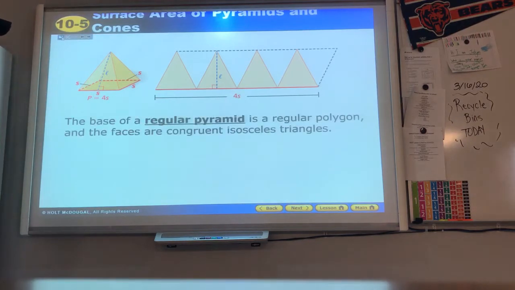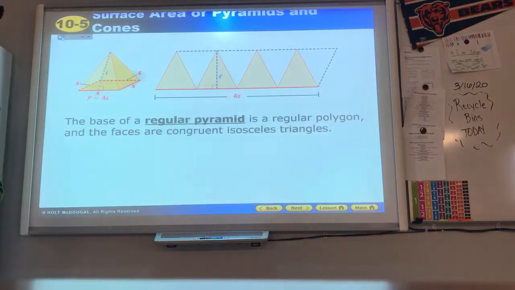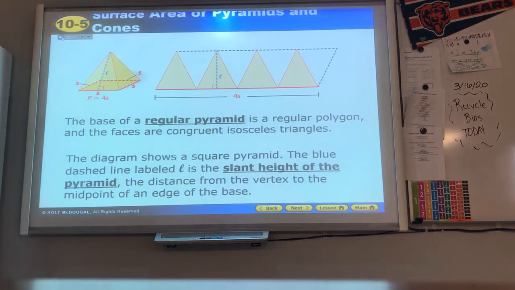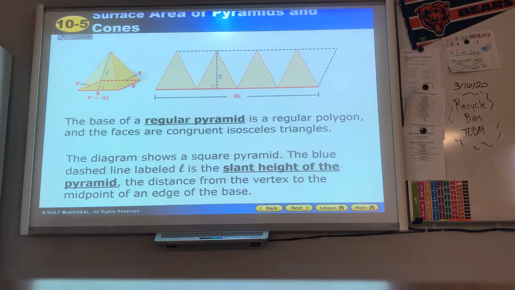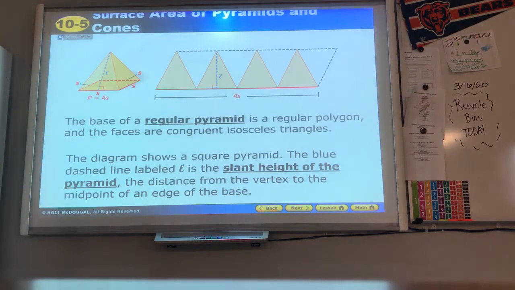The base of a regular pyramid is a regular polygon, and the surfaces are congruent isosceles triangles. These 4 are the same. So if we find one, we can find all the rest by simply multiplying by 4. The diagram shows a square pyramid. The blue dashed line labeled L is the slant height of the pyramid, the distance from the vertex to the midpoint of an edge. We're not going down the edge, we're going to the middle of the edge.